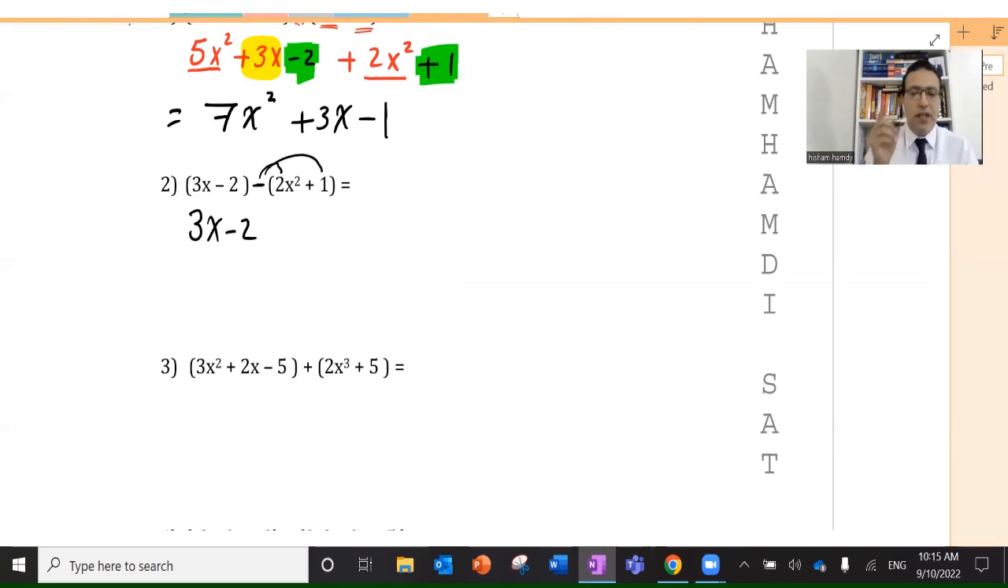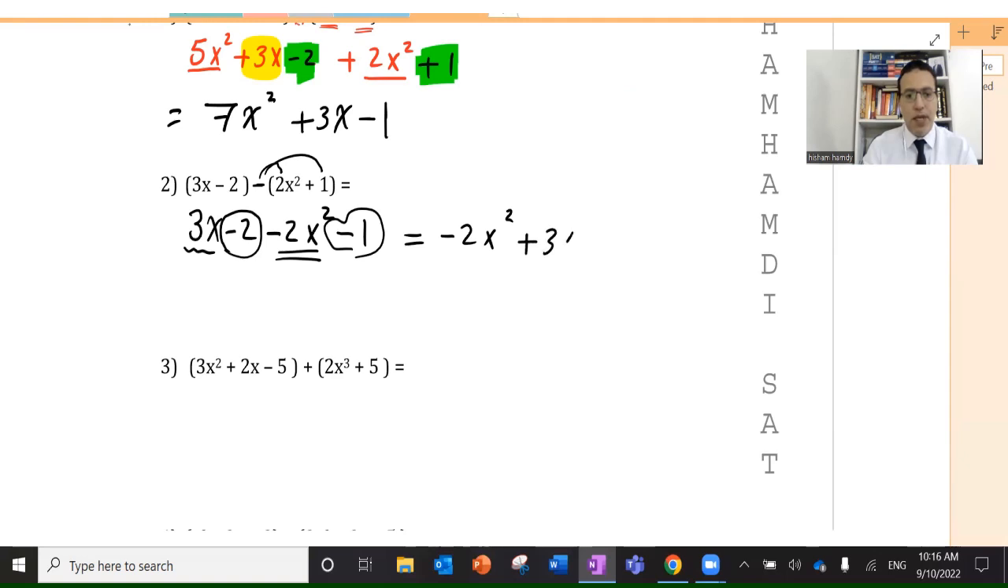Regarding number 2, I have 3x minus 2, but I have a negative outside the bracket. Negative outside the bracket will change the sign inside the bracket. So it's going to be -2x squared, and -2 times 1 is -2. Then I don't have any like terms for 3x and -2x. But regarding -2 and -1, I have like terms, so I have to add them up. So it's -2x squared plus 3x, and -2 minus 1 is -3.